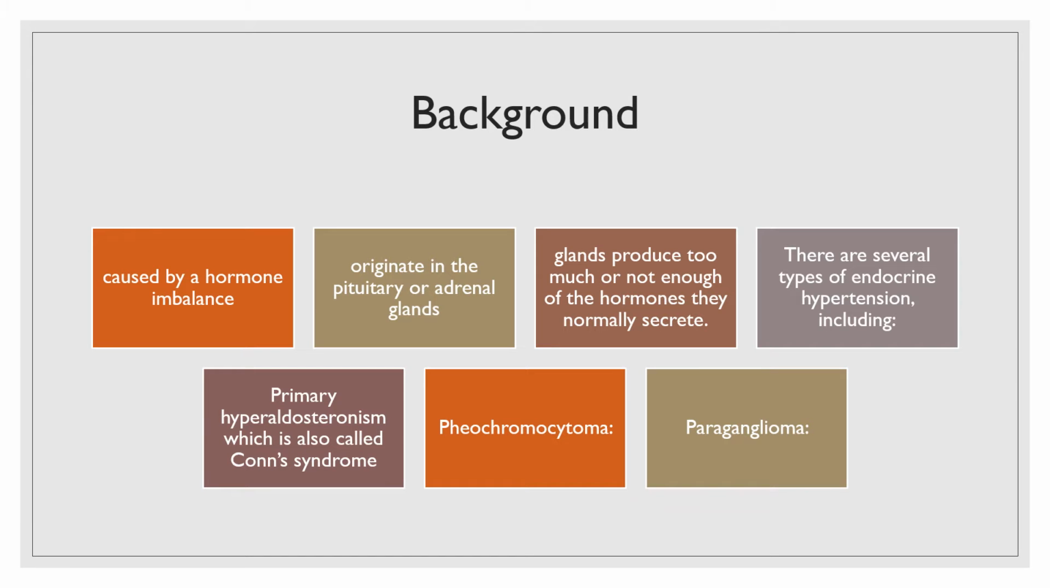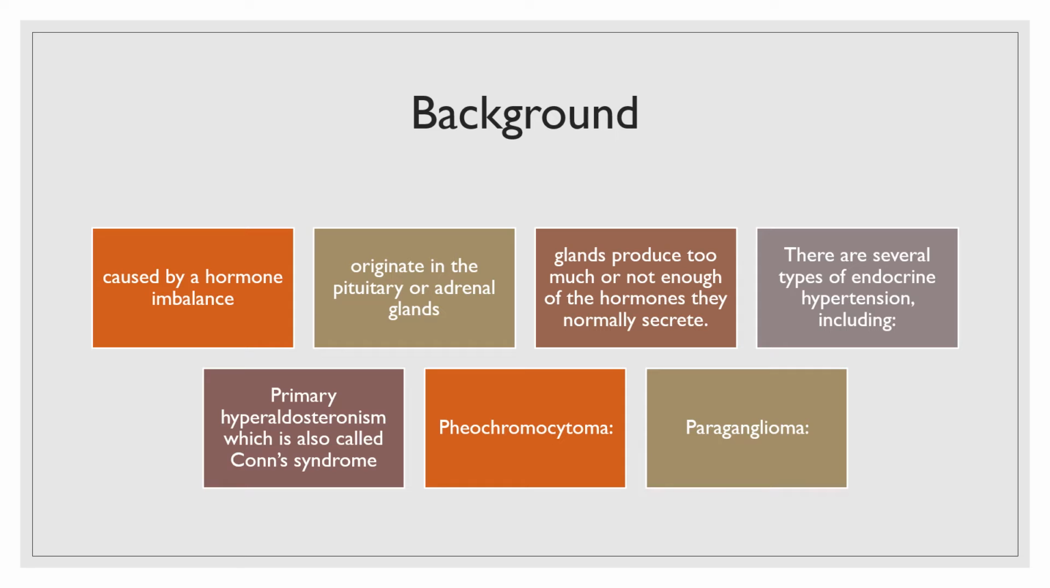So I'm going to tell you a bit about endocrine hypertension. It is a type of high blood pressure caused by a hormone imbalance. Most often, these disorders originate in the pituitary or adrenal glands and can be caused when the glands produce too much or not enough of the hormones they normally secrete. There are several types of endocrine hypertension, including primary hyperaldosteronism, which is also called Conn syndrome. It is a condition that occurs when the adrenal glands produce too much aldosterone, the hormone responsible for balancing potassium and sodium in the body.